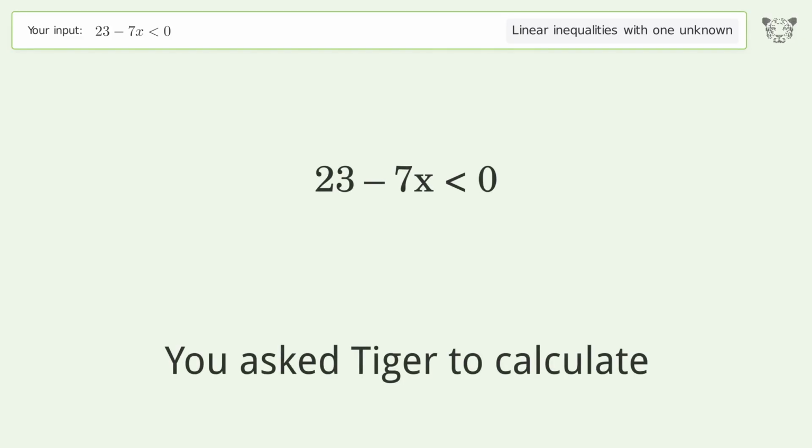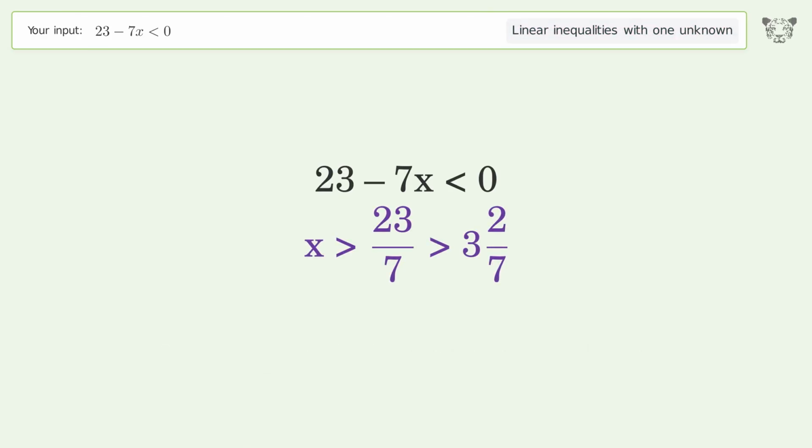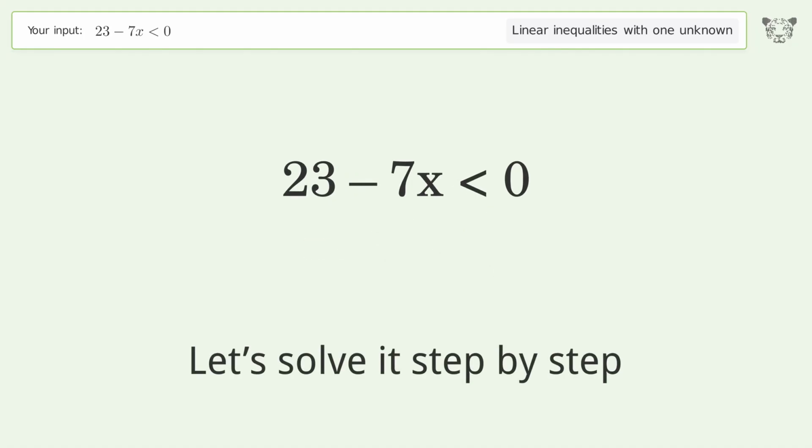You ask Tiger to calculate. This deals with linear inequalities with one unknown. The final result is x greater than 23 over 7 greater than 32 over 7. Let's solve it step by step.